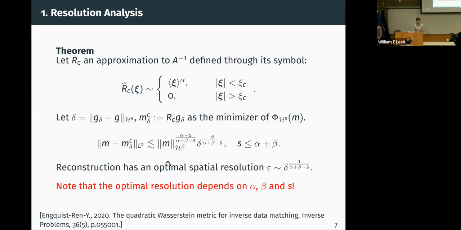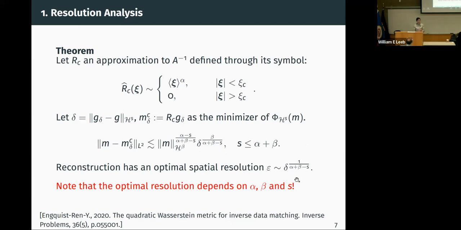And then on the right-hand side, you can see it depends on the three important parameters I mentioned: alpha, beta, and S. Just to recall, beta is the space I'm living in, alpha is how smoothing A is, and S is our choice. So you can clearly see how small the right-hand side can be depends on S. And if you balance the two terms, you can see the optimal resolution depends on delta to the power of 1 over alpha plus beta minus S.